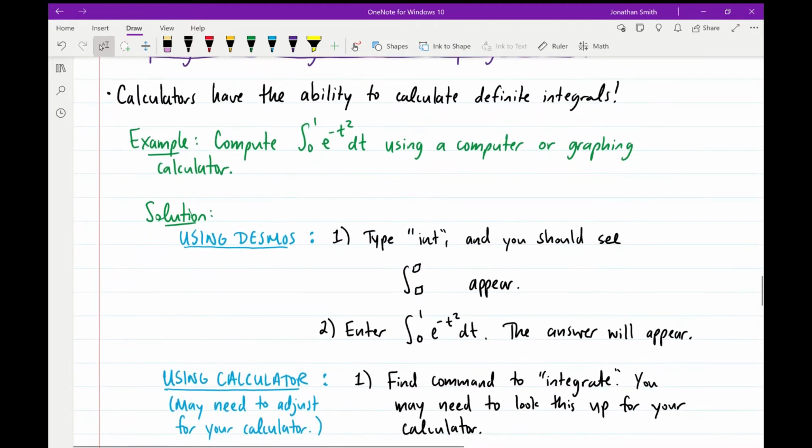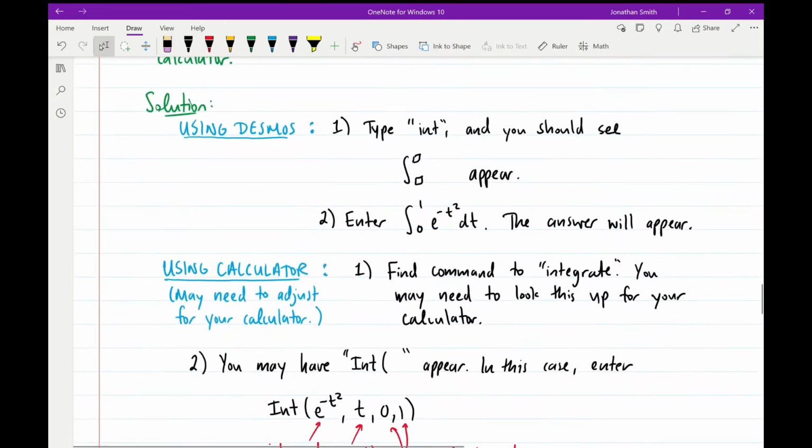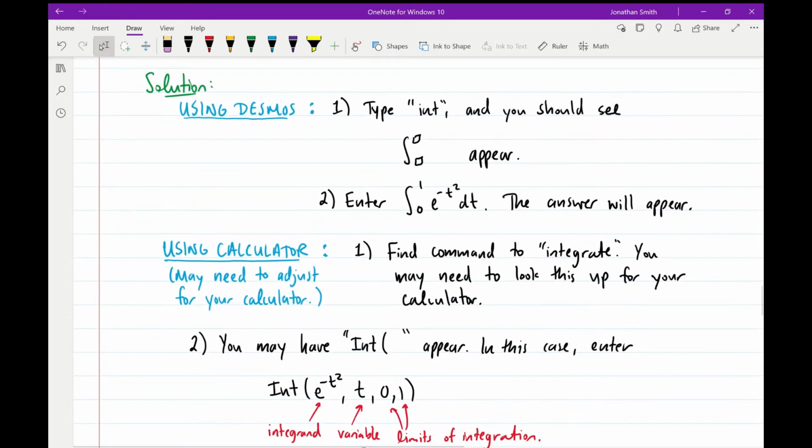So for an example, let's say we want to compute this definite integral from 0 to 1 of the function e to the negative t squared dt. And we can compute it using a computer or a graphing calculator. In this case, there's actually really not a nice human way to compute this integral. We're going to have to use a computer to approximate for us. So I gave two different solutions here. The first one, we're going to use Desmos, and this one I can actually go over on my computer and show you what to do.